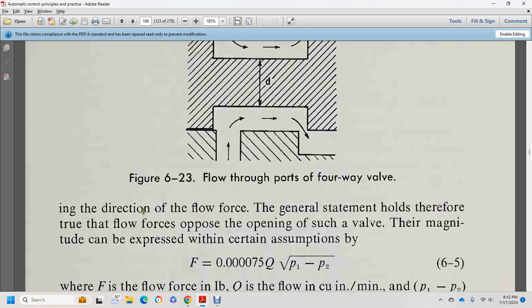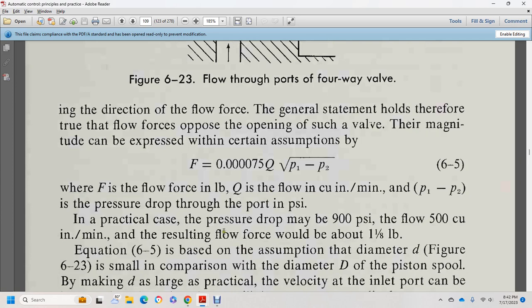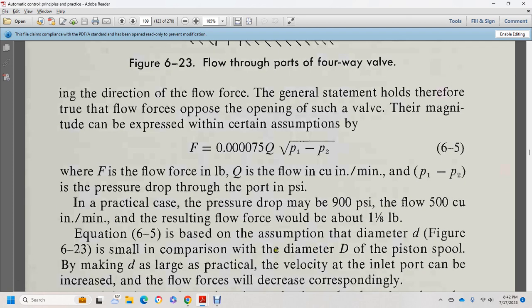The general statement that holds is that the flow force tends to open the shut valve, and the magnitude is given by the expression under the assumption. Force of flow first, where Q is the flow in cubic inches a minute, and P1 and P2 are the initial pressure and second pressure, and the drop through the port in PSI. In a critical case, the pressure drop may be 90 PSI and the flow 500 cubic inches a minute. The resulting flow force would be about 1 pound.